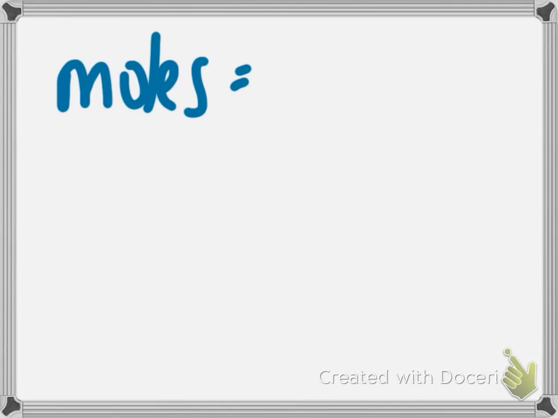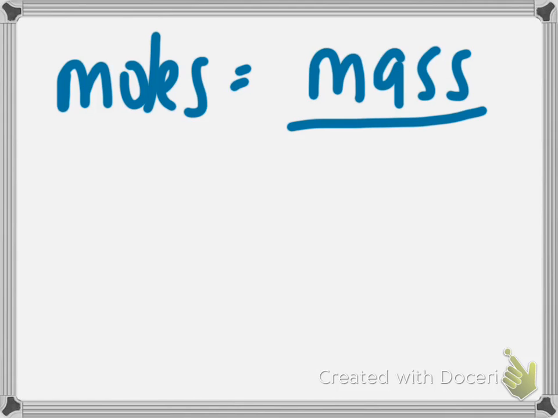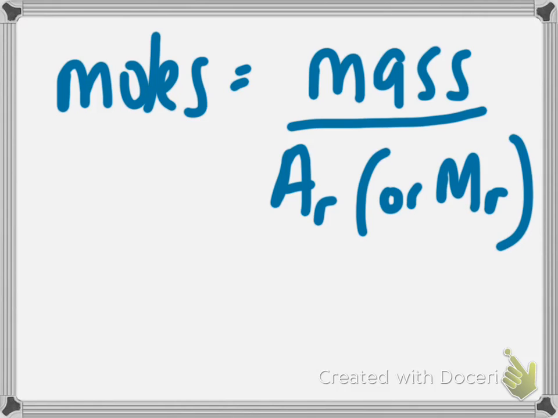Finally, when it comes to doing calculations on these, we remember that moles, which of course is that very large number of atoms, is equal to mass divided by AR, or, if we're using any of these substances, MR. In this case, AR and MR are absolutely interchangeable. MR is simply used when we have a substance which is made of several atoms bonded together.